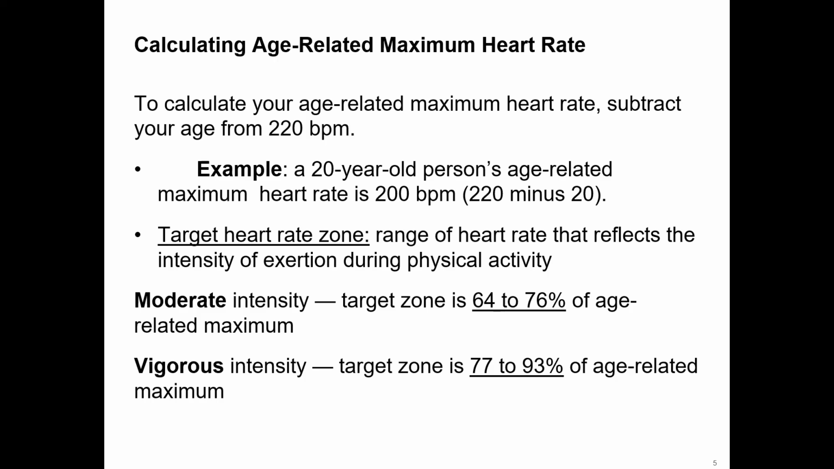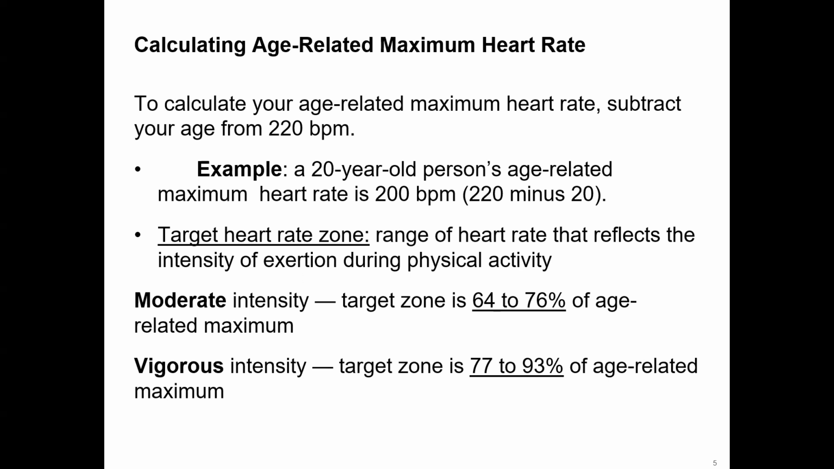Maybe you're trying to get to a vigorous intensity target zone. Then you need to go up to a range somewhere around 77 to 93%. I've seen different numbers for that, but on average, 77 to 93%. You could just pick one number and say, I'm trying to get to 80% of my maximum. But 77% of this individual's 200 beats per minute would be 154.